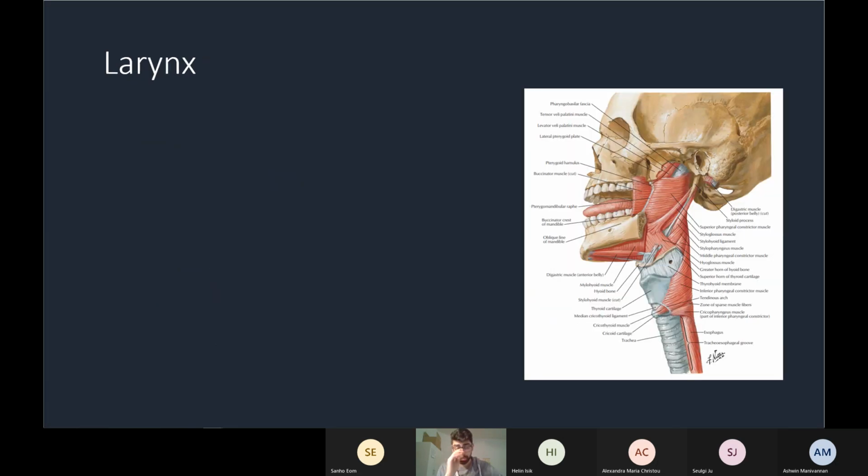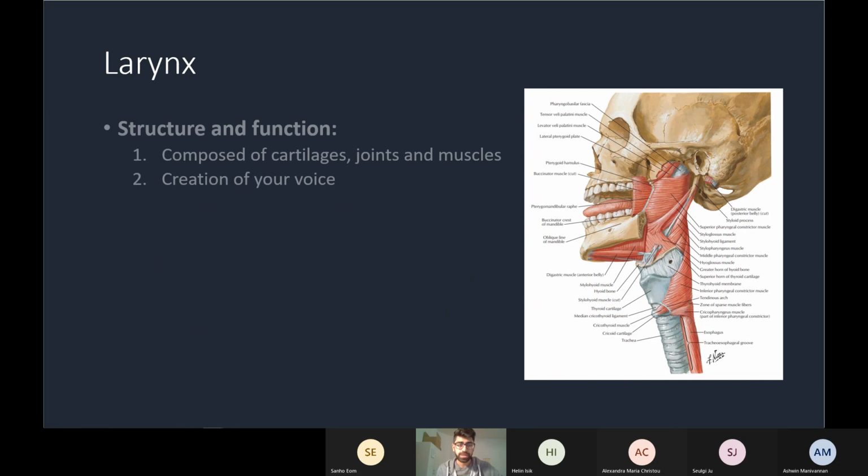Okay, so let's move on to the larynx. The larynx is a tricky structure for a lot of students because it's quite complex, but I think it can be broken down quite nicely. So let's start off with the structure and function. It's composed of three main portions. I'm going to discuss these in turn, and I'm going to try and be as easy to understand as possible. So cartilages, joints, muscles. When you study the larynx, study them in that order.